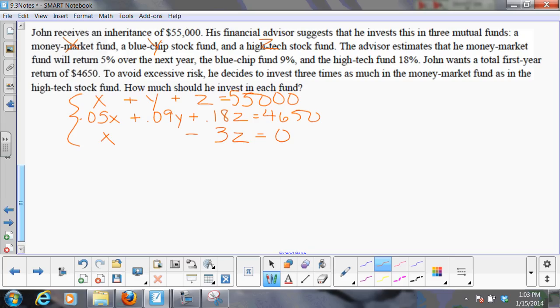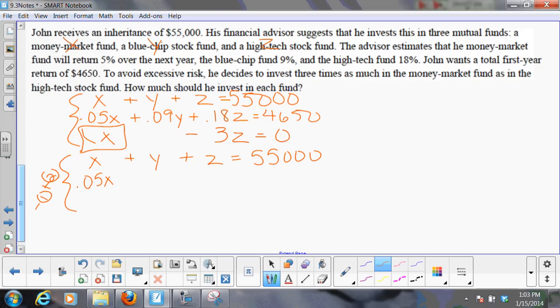I'm going to get rid of that bottom x, this one first. I'm going to take negative row 1 and add it to row 2. I'm not going to touch row 2, so I'm going to recopy that one down too. So negative x and x go away. Negative y, nothing is negative y. Negative z and negative 3z is negative 4z. Negative 55,000 and 0 is negative 55,000.